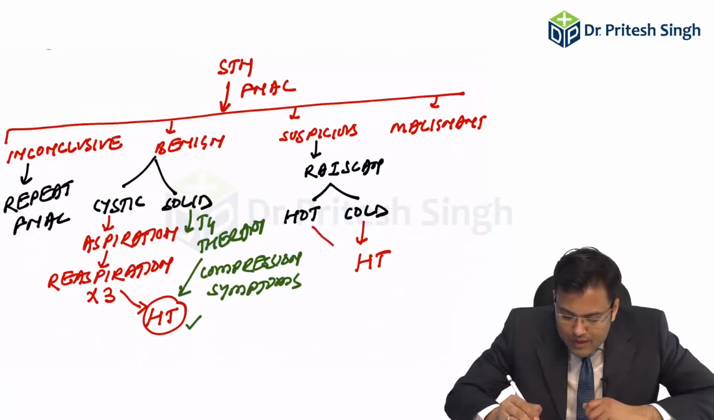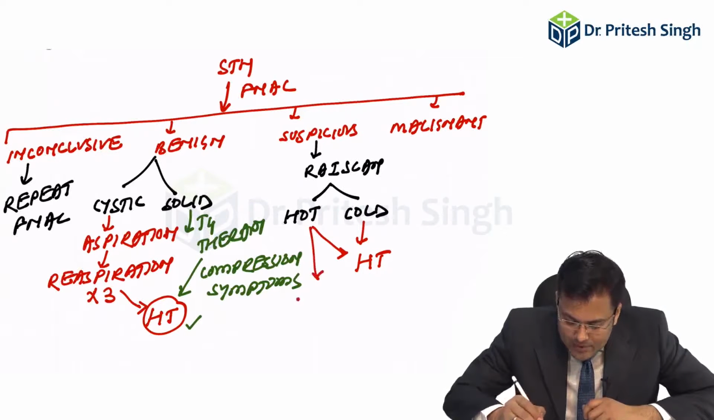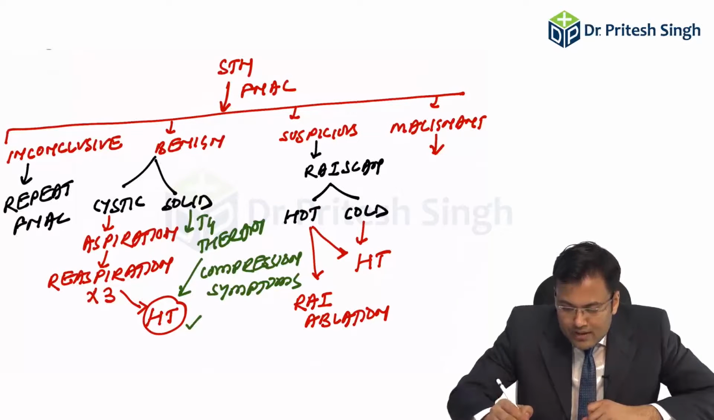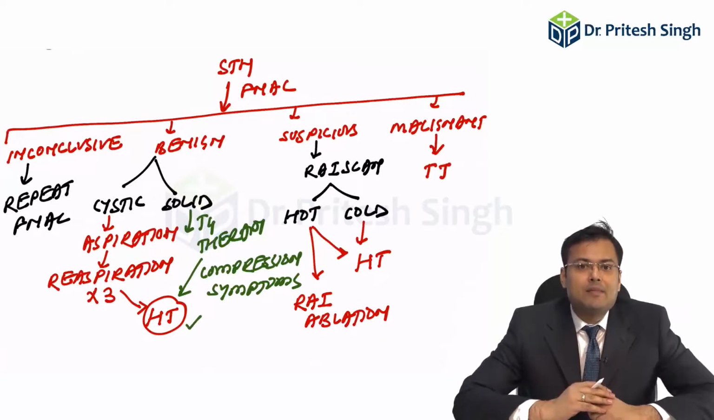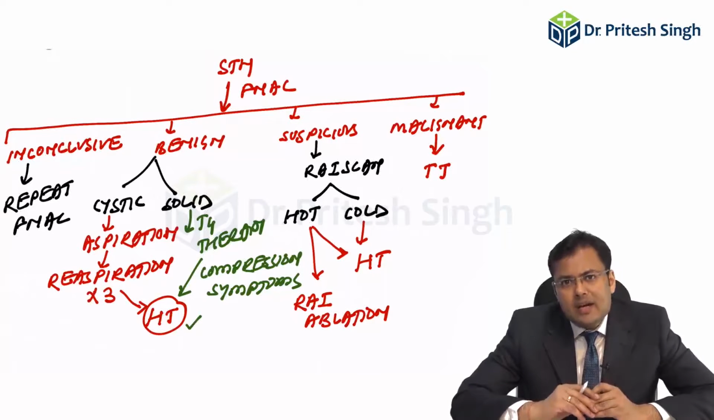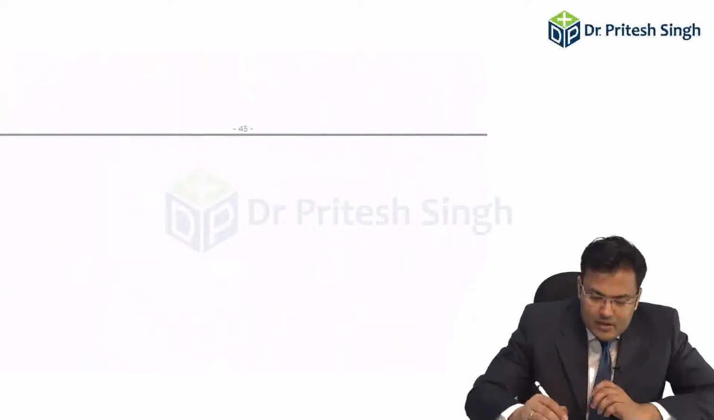For hot nodule, we have 2 options. One is hemithyroidectomy and the second option is radioactive iodine ablation. For malignancy, you know that the treatment is total thyroidectomy. So this is how we manage the patients of solitary thyroid nodule. Now, lots of the questions are asked about radioactive isotopes and radioactive iodine ablation. Right? So have a look.